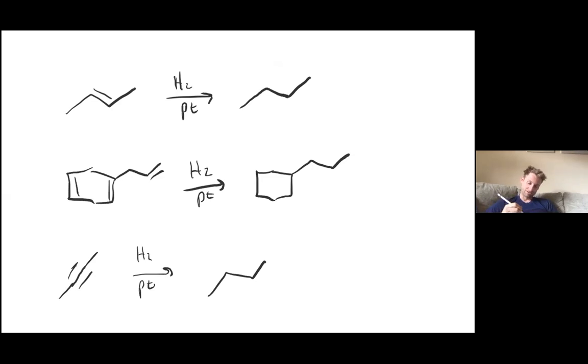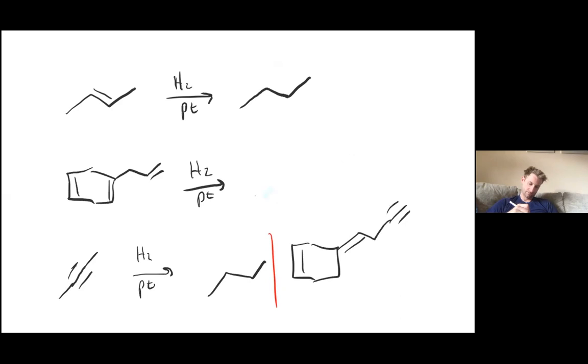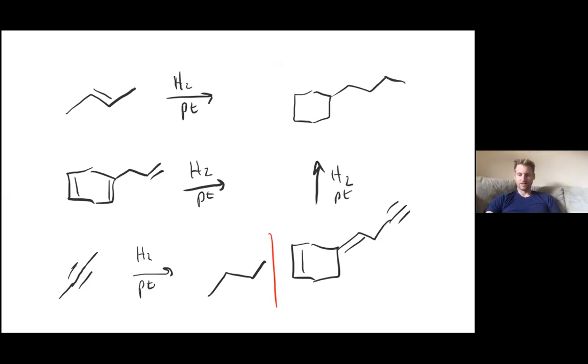And if we had a combination of the two, we're out of space. Throwing in H2 is going to reduce absolutely everything. 1, 2, 3, 4, 1, 2, 3. And you just get a giant straight chain alkane.